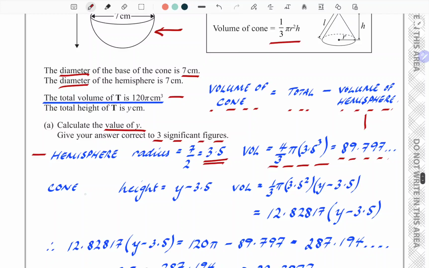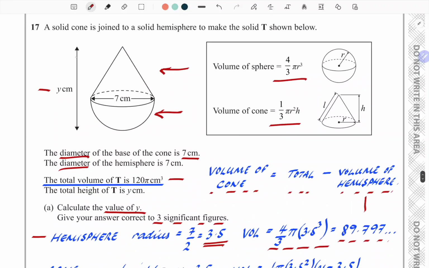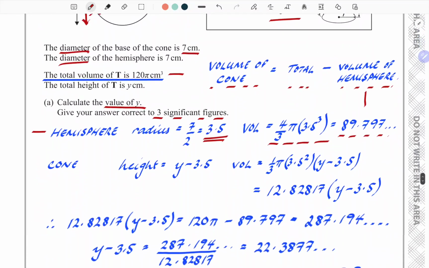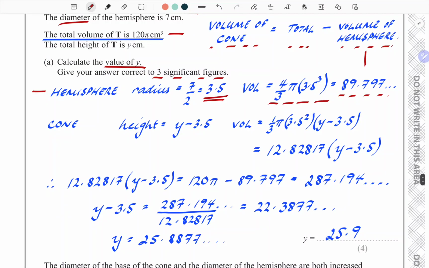And then the cone. We know now, this is important, the cone height is y minus 3.5. So y minus 3.5, and that's the bit that we want to use. So the height of the cone is y minus 3.5.